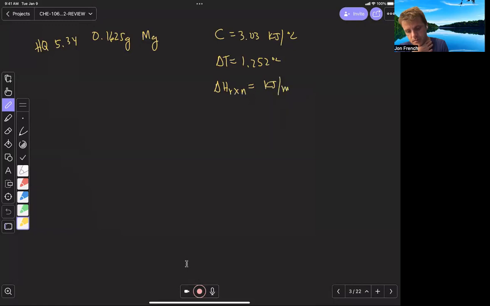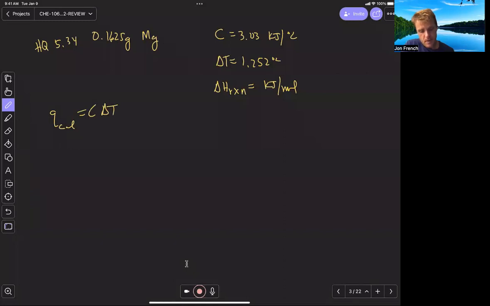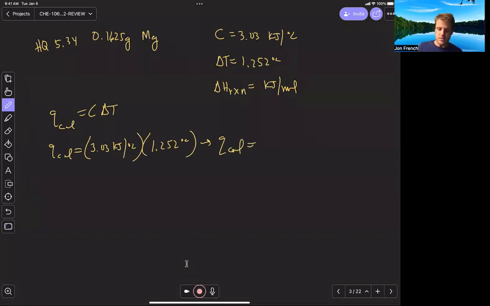In kilojoules per mole. All right, so Q for the calorimeter is C delta T because they give us the heat capacity of the calorimeter. So the heat capacity of the calorimeter, 3.03 kJ per degree Celsius, delta T, 1.252 degrees Celsius. Multiply those two together, 3.03 times 1.252. I get 3.79 kilojoules.